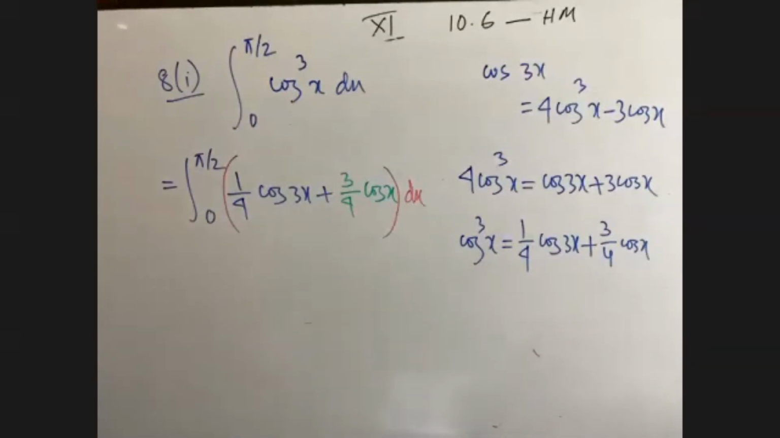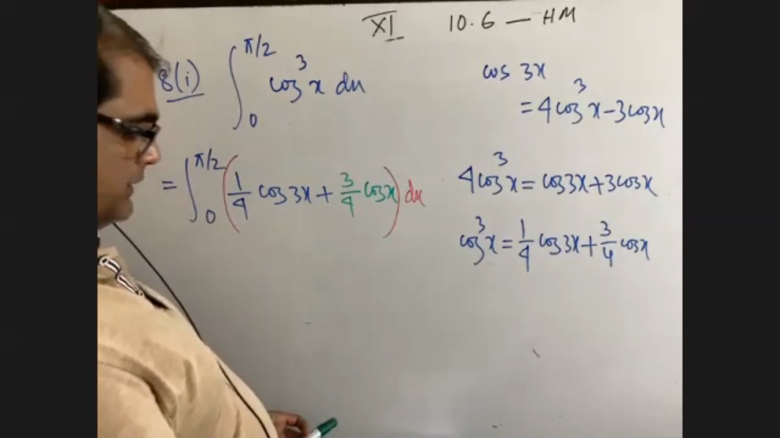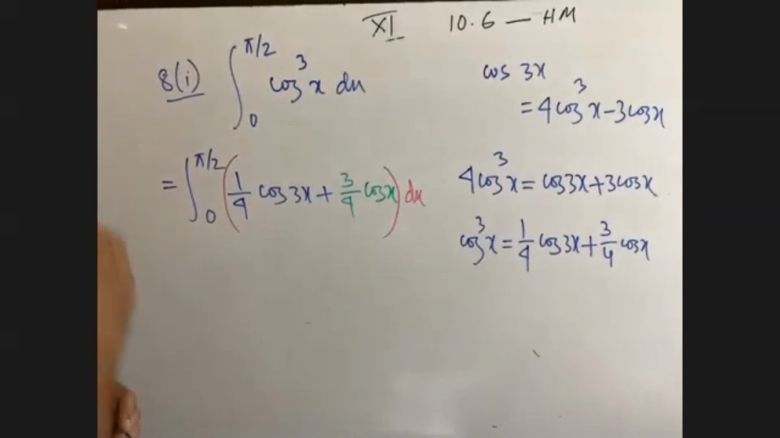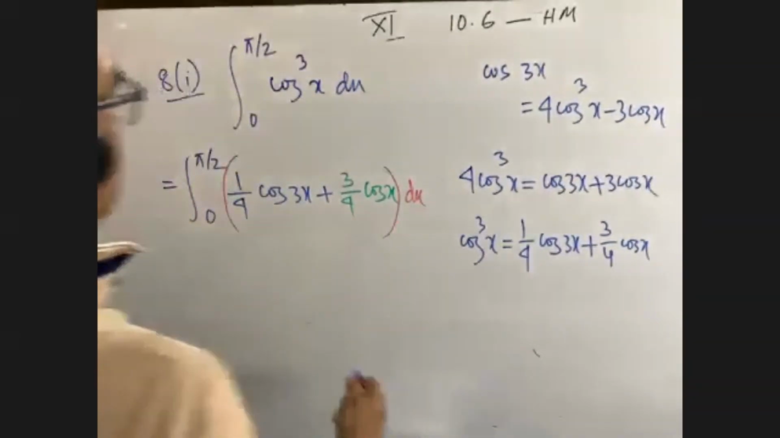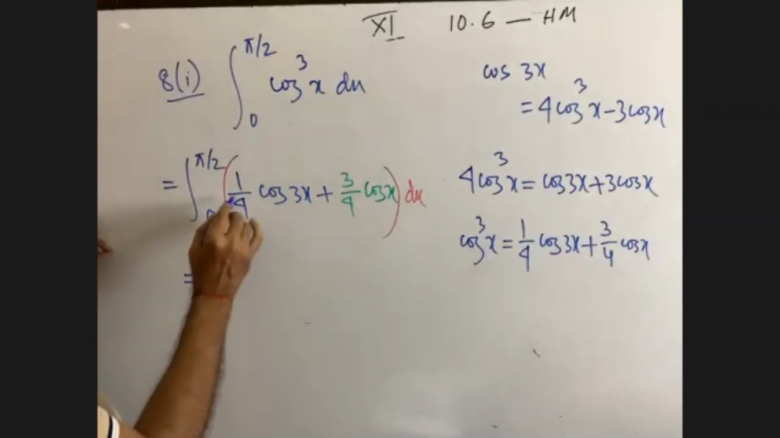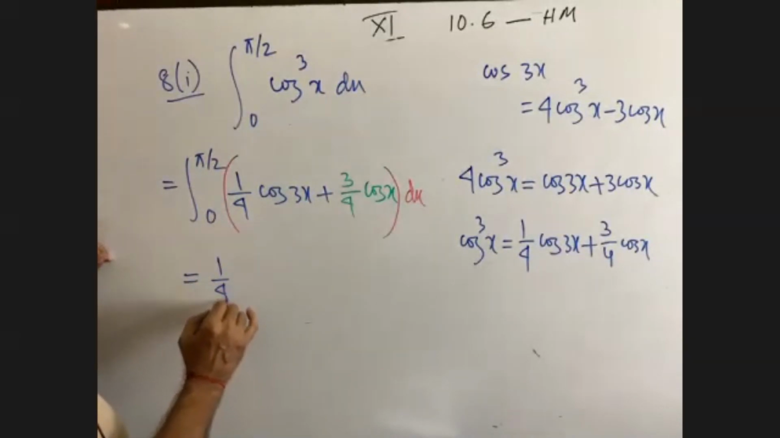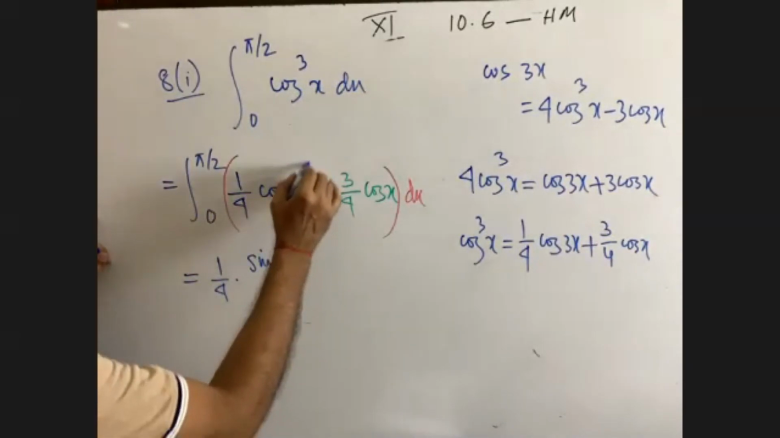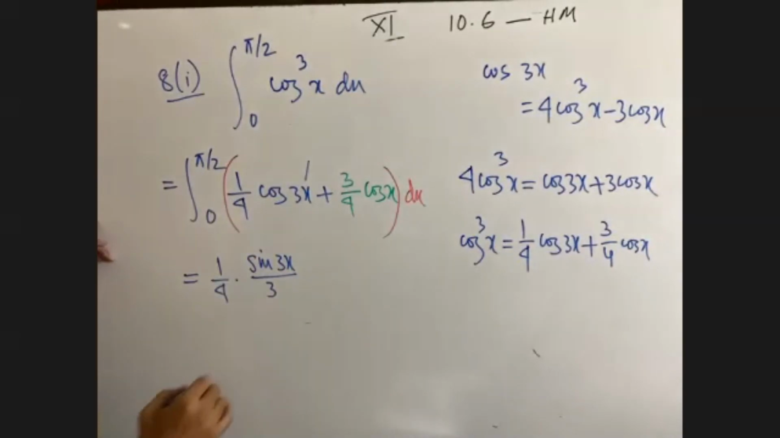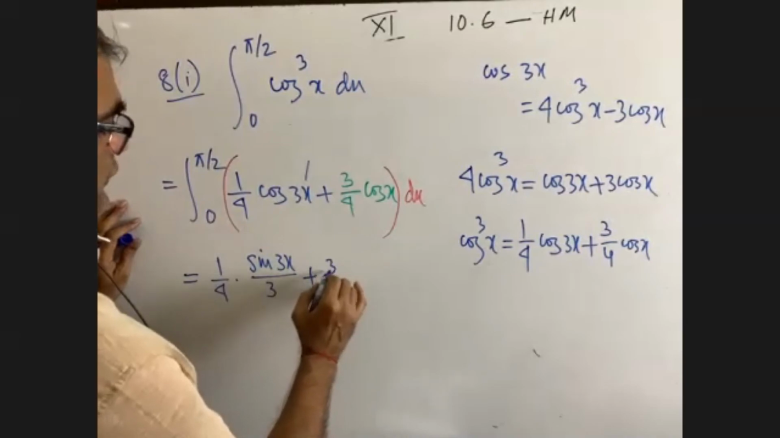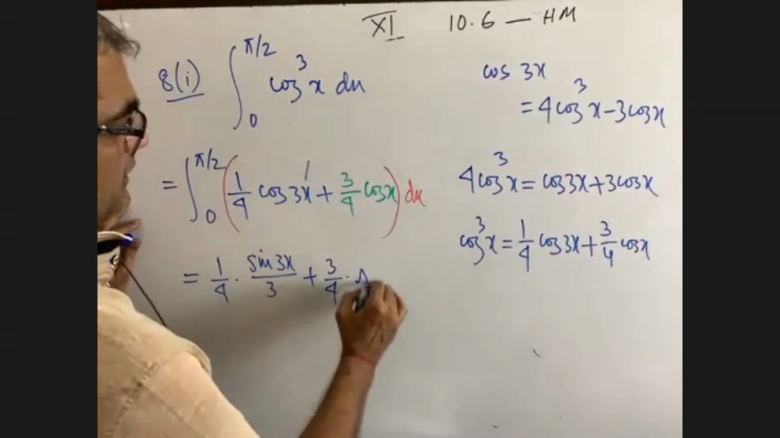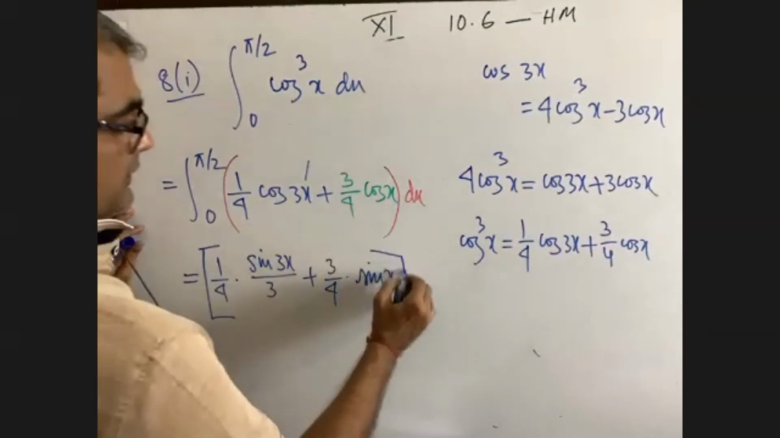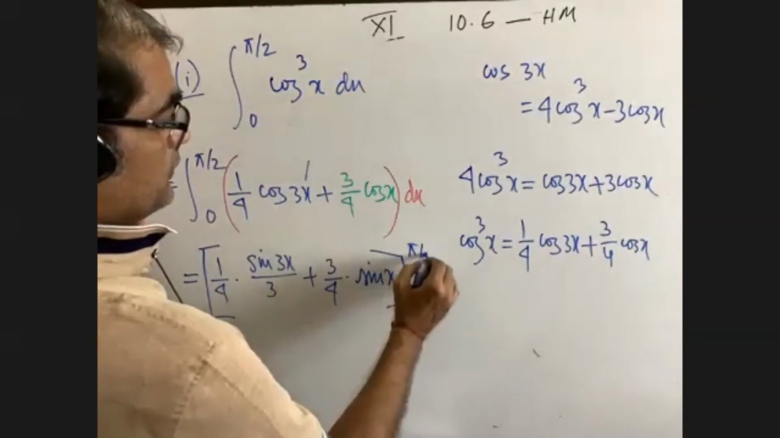Okay, now you have to integrate. Let me know how we can integrate. It is 1 by 4 cosine 3x, which means sine 3x, and the coefficient of x is 3. Then 3 by 4 cosine x is what? Sine x. With limits pi by 2 and 0.